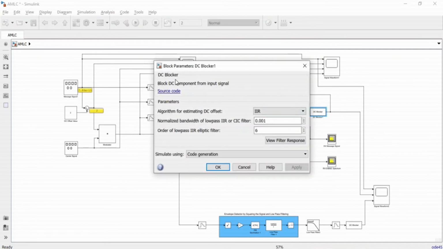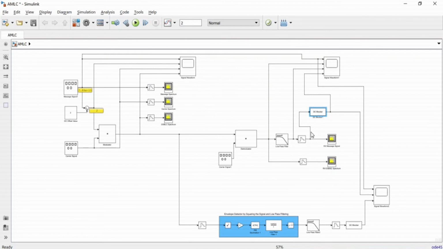So the DC blocker, we have mentioned previously in the discussion, is needed to remove the DC offset. So this is our DC blocker. We are using basically a discrete time version of the DC blocker, and we have an infinite impulse response. Since we're using the discrete time block, that's why we are using this zero order hold. And then the output of this DC blocker is fed to the signal waveform.